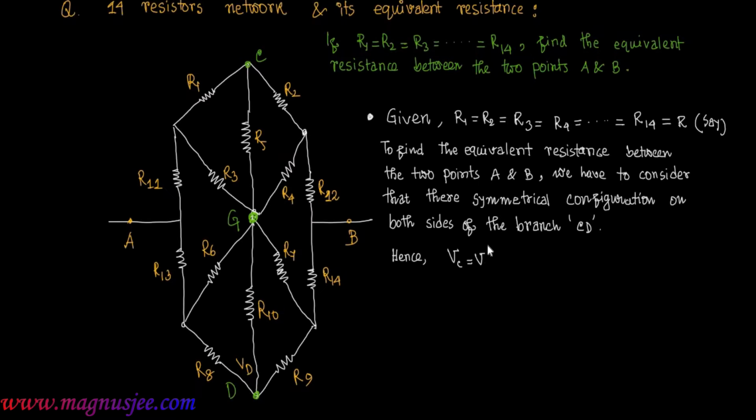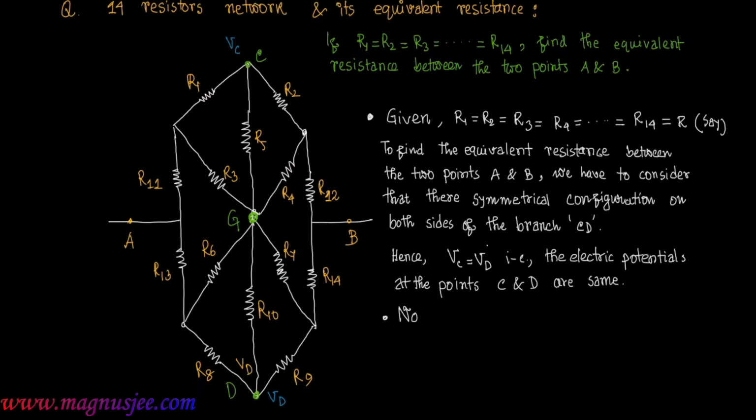Hence, VC equal VD, that is, the electric potentials at the points C and D are the same. VC and VD are the potentials at the points C and D, and VC will be equal to VD. As VC equal VD, no current flows through the branch CD.